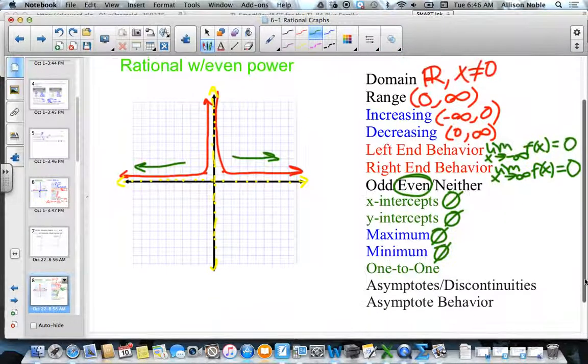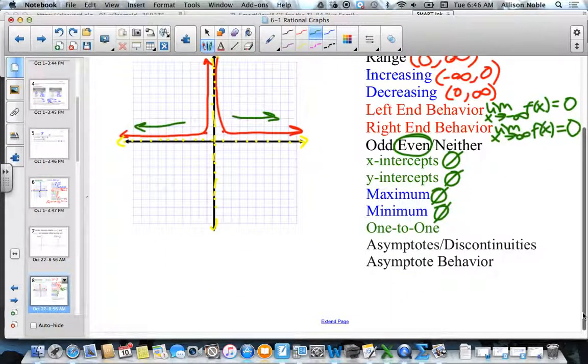Is this function one-to-one? Does it pass our horizontal and vertical line test? The answer would be no, it does not pass the horizontal line test, so it is not a one-to-one function. And does it have any asymptotes or discontinuities? Yes, it does. It has the same ones as the 1 over x function does. So x equals 0 and y equals 0 are both asymptotes in this case.